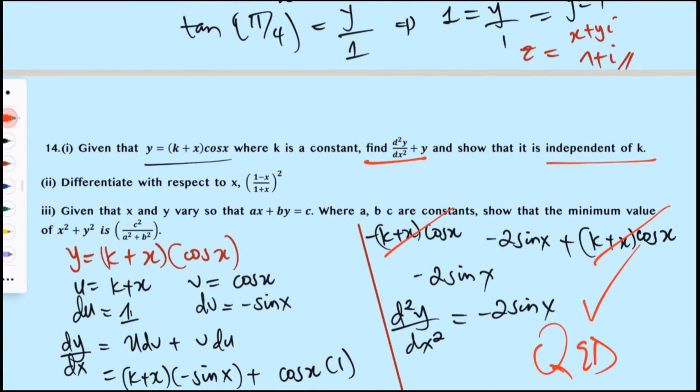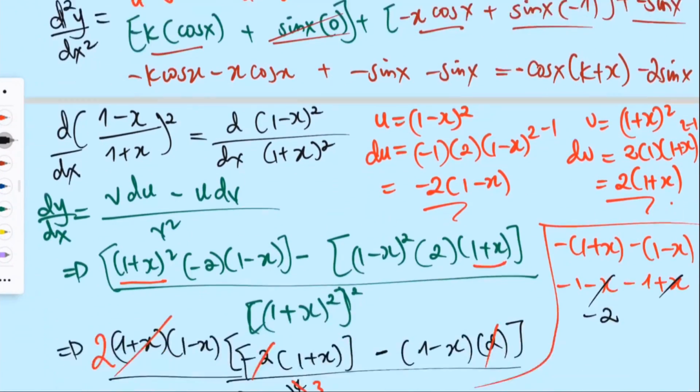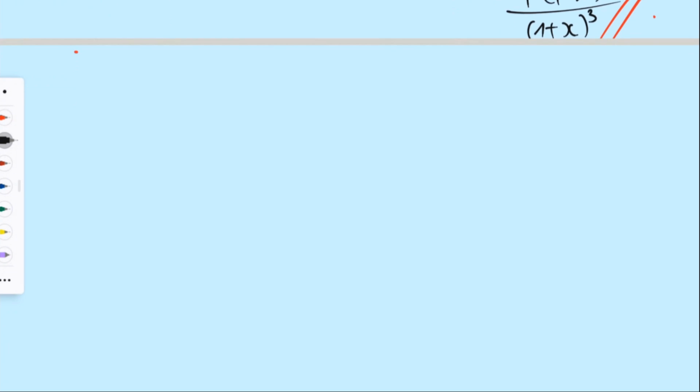The last part, sorry. Given that x and y vary so that ax plus by equals c, show that the minimum value of x squared plus y squared equals this. Okay, so they want us to get the minimum value of x squared plus y squared and then actually show that it is a minimum.